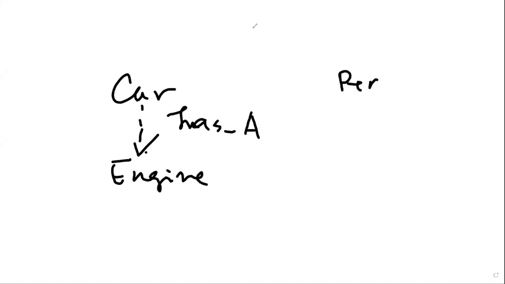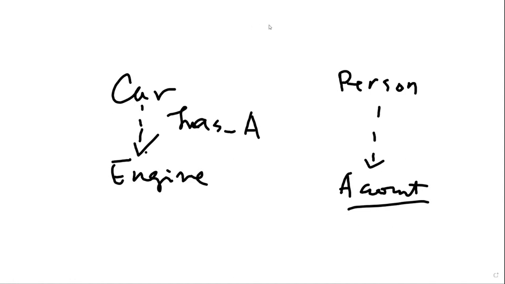Person has an account, right? So the account is some sort of property for person. So person has an account. The car class and the engine class, the engine is also a part of the car. So actually this is a has-A relationship.